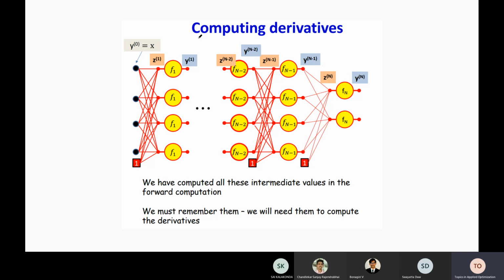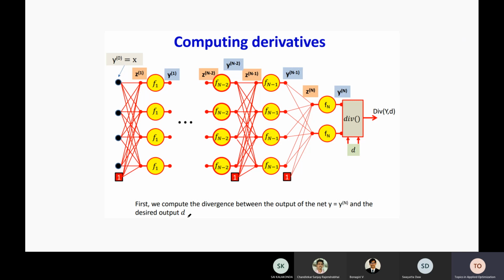Now comes the main part that we need in the optimizer: computing the gradient. To compute the gradient, we did a feed forward, remember? In the feed forward we had these intermediate values, and we wonder why we stored them. What was the use of that? We have computed all these intermediate values in the forward computation. We must remember them because we will need them to compute the derivative. Let us see how.